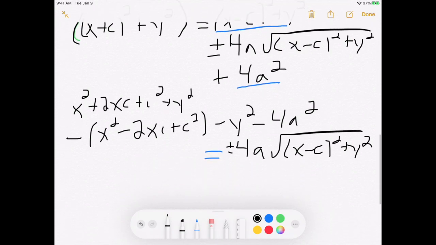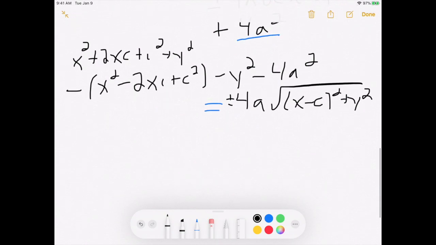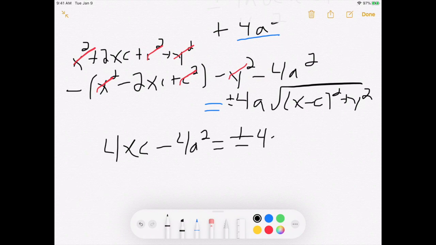So hopefully you notice that things are going to start to cancel. So we definitely are going to be able to cancel out an x squared. We're going to be able to cancel out a c squared. And we're going to be able to cancel out a y squared. And what I'm left with is 4xc minus 4a squared equals plus or minus 4a, and my square root term still. We're so close. We got this.